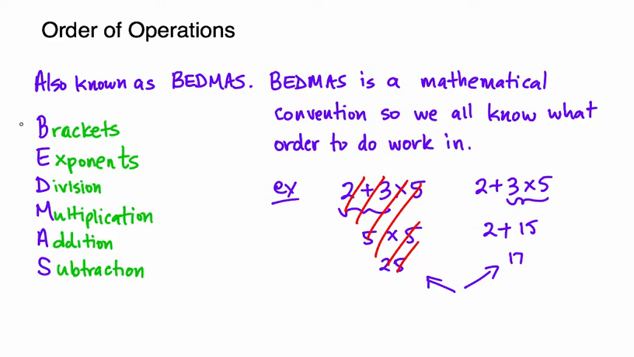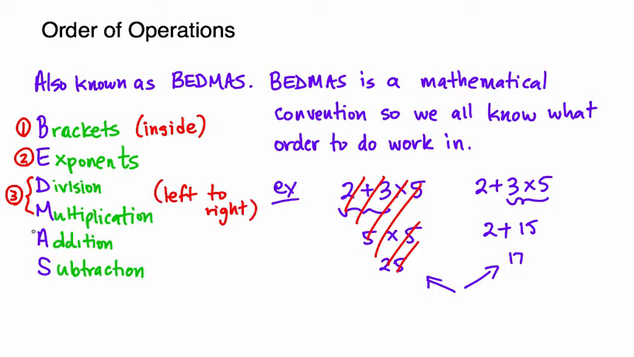Essentially, it means first you do anything inside brackets, then you do any exponents, and you work your way down this list. Division and multiplication are done together, and you do them left to right, the same way that you read, and addition and subtraction is done last, and that's also left to right. You've had some experience with order of operations in the past, hopefully, but now when we add in some exponents, it does get a little bit tricky. Let's look at a couple of examples.